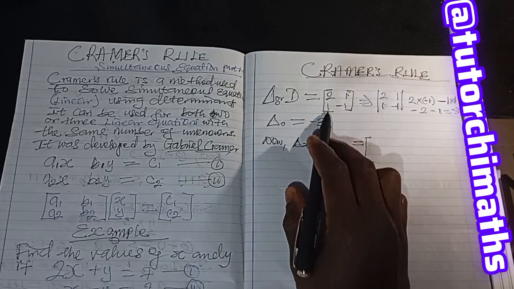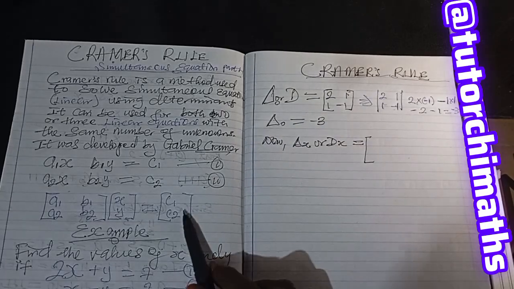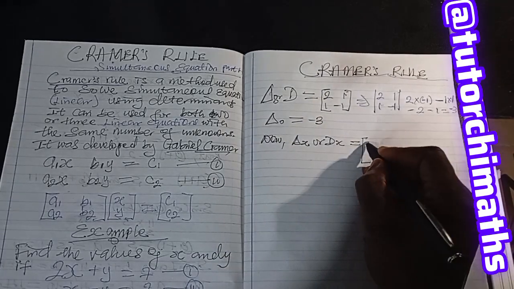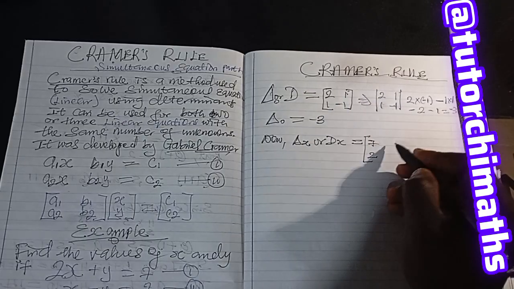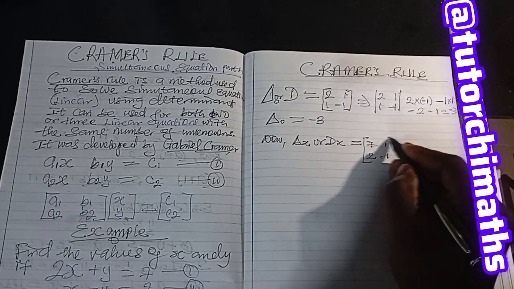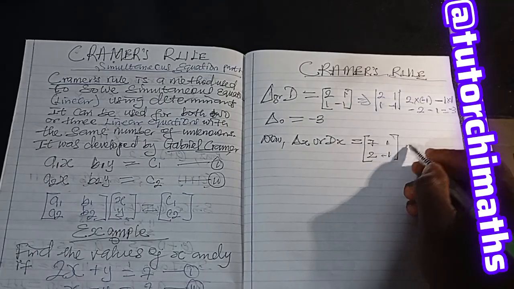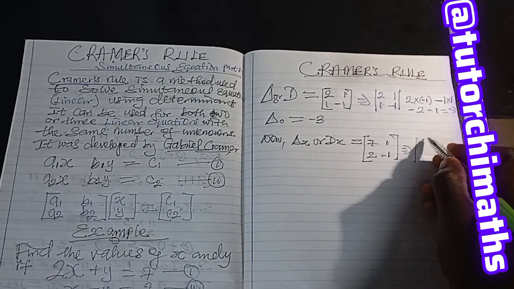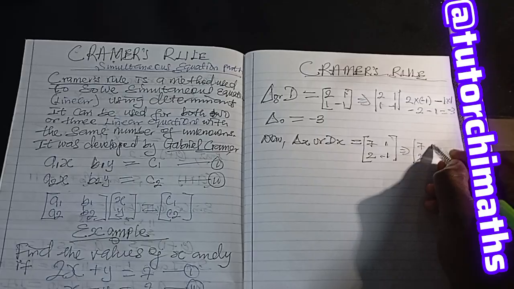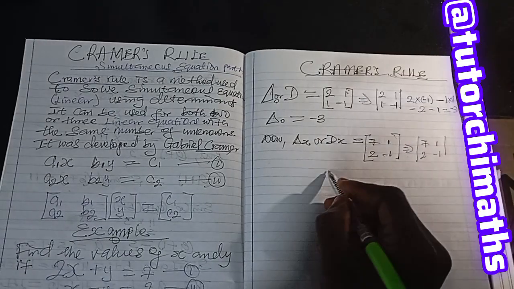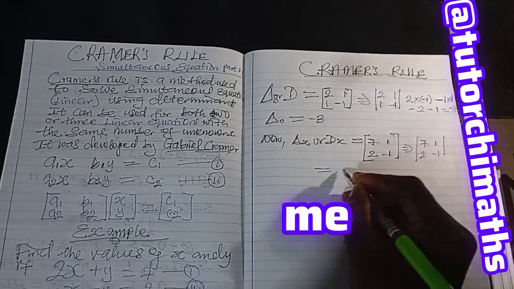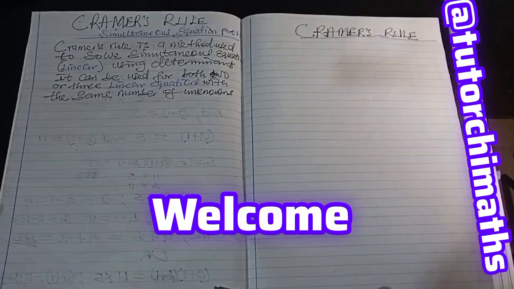We are going to replace the first column here with the constant. So the constants are 7 and 2. This one will still be there, 1 and minus 1. Alright, so the determinant here will be 7, 1 and minus 1, so that we can have 7 times minus y.